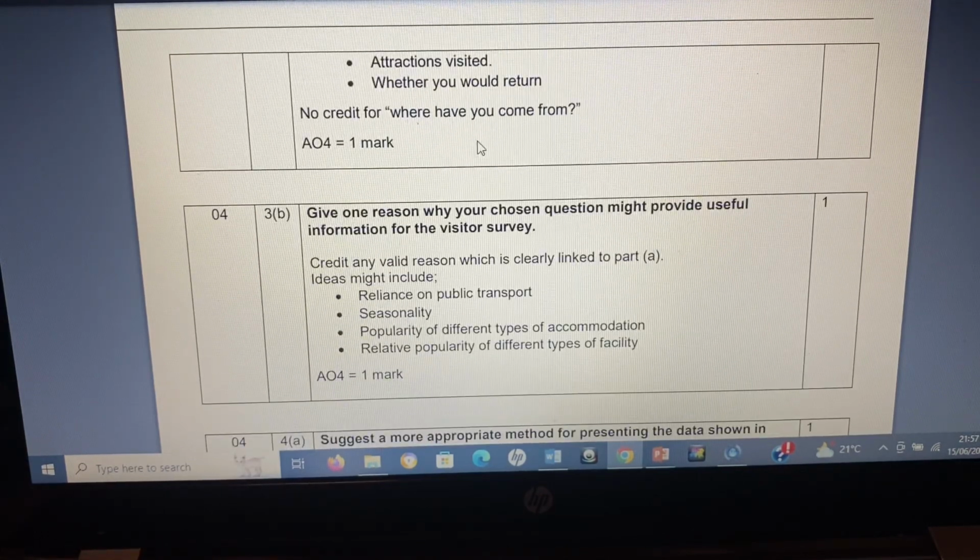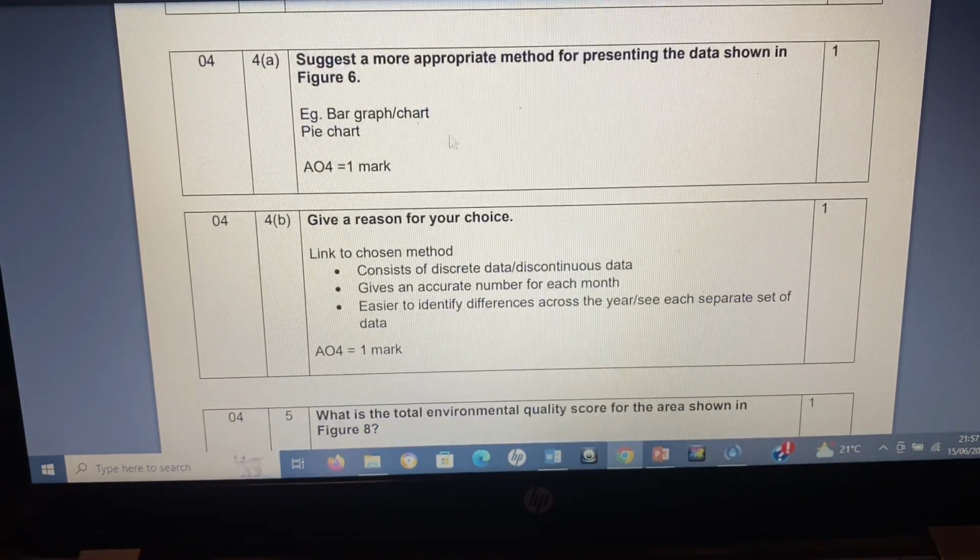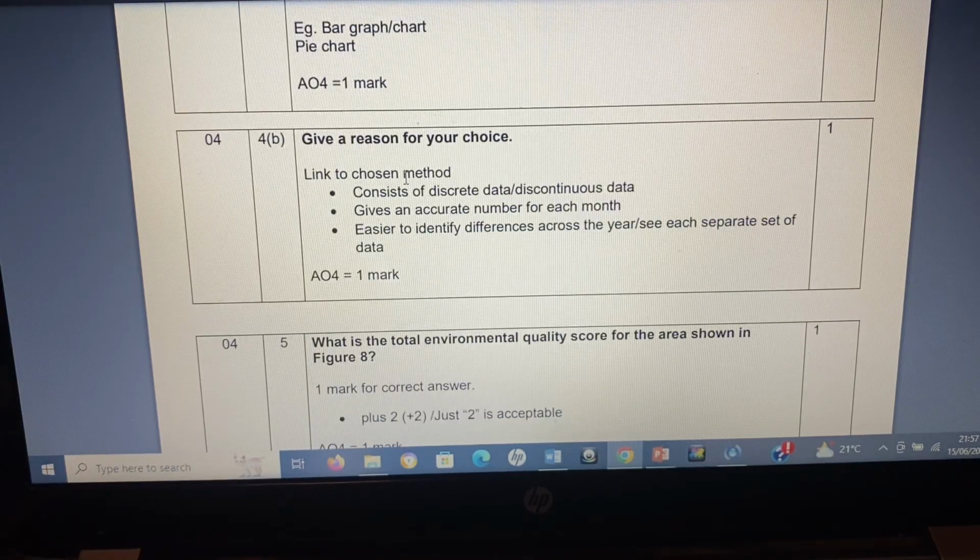Here we go. 4.4, use a bar graph or a pie chart. Why? Because the line graph shows you continuous data. It gives an accurate number for each month, more accurate than the line graph. Okay, easy to identify the differences. That's the one I said.